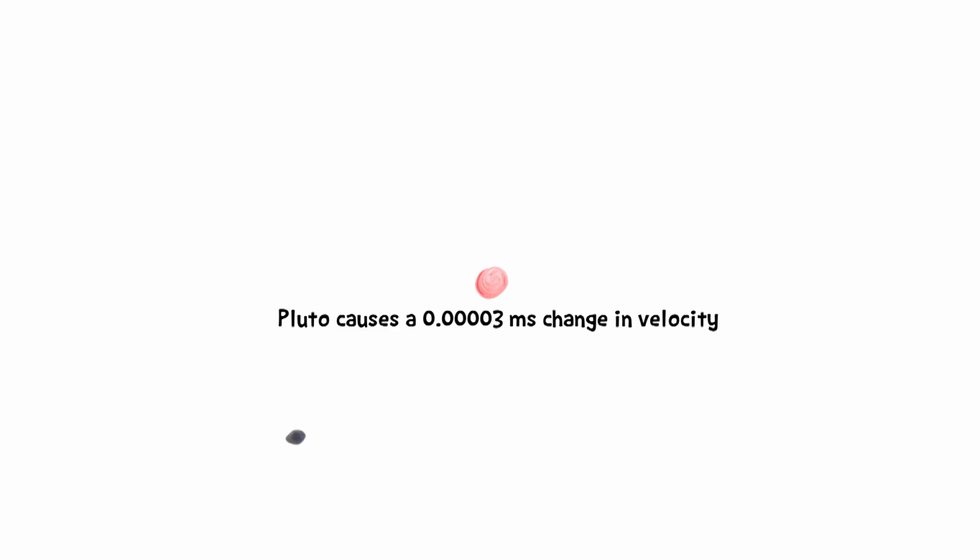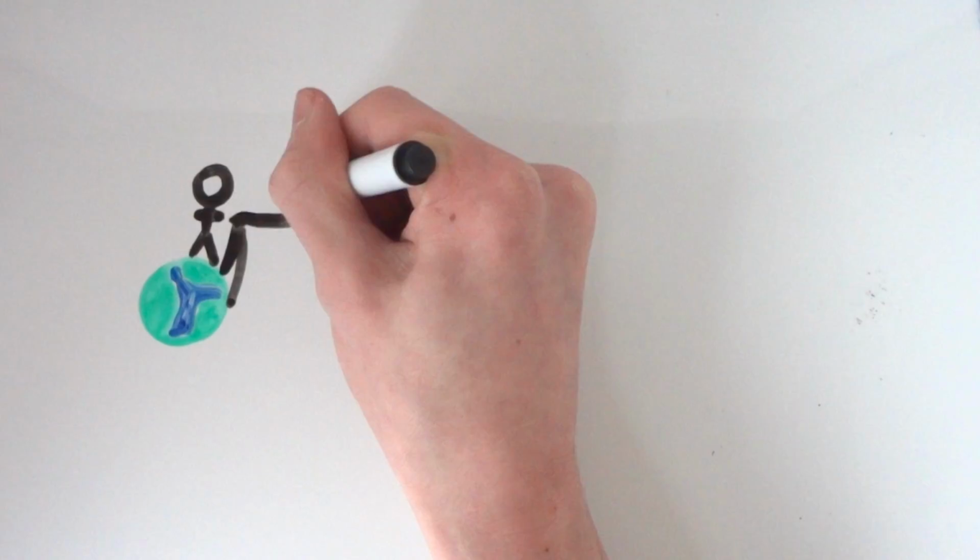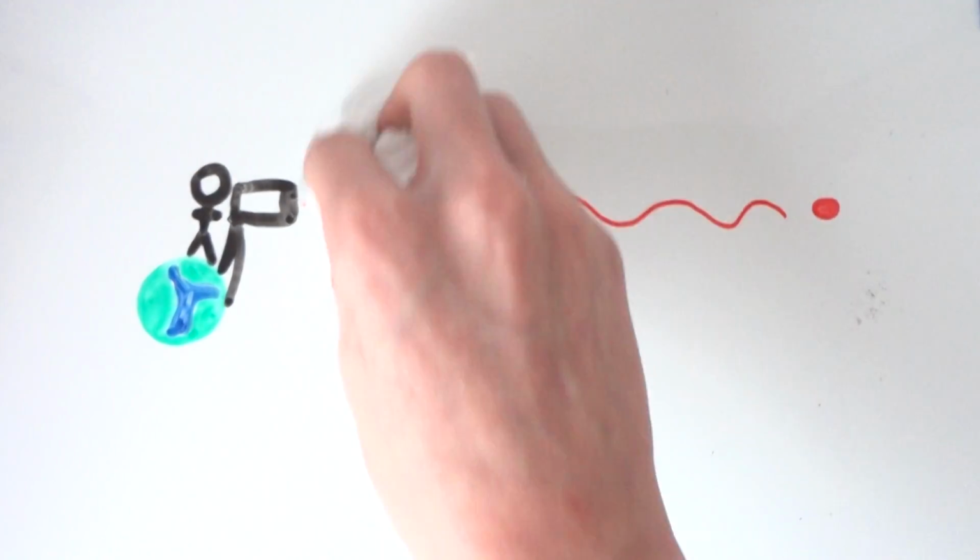Pluto wouldn't be very observable if someone were looking at our solar system wondering if there are any planets in it. With it being so small and so far away from the Sun, it only causes a 0.000003 meters per second change in the velocity of the Sun. But how are we actually seeing these changes in speed if they're actually quite tiny? We can detect the shift in the wavelength of the light which the star is emitting, with the light being blue shifted when it's moving towards us and red shifted as it moves further away from us.